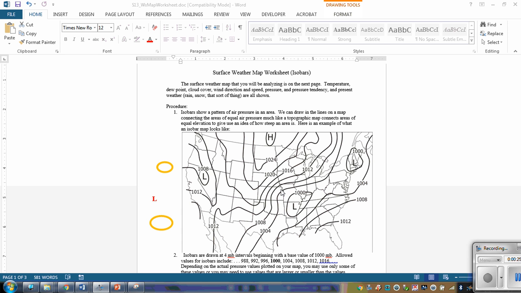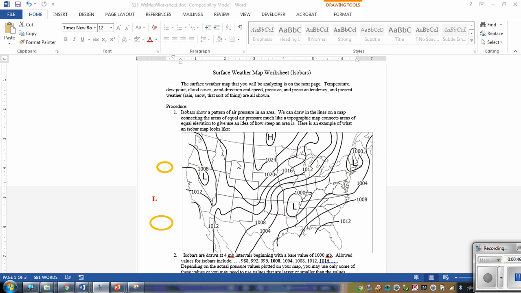And remember, the isobars are showing us areas of equal atmospheric pressure, or air pressure, and the closer those lines are together, the windier an area is going to be, because the air pressure is changing really quickly from one spot to the next. That's showing us where it's windy. Where the lines are further apart, it's taking a longer period of time for the air pressure to change, and so it tends to be a bit more calm.